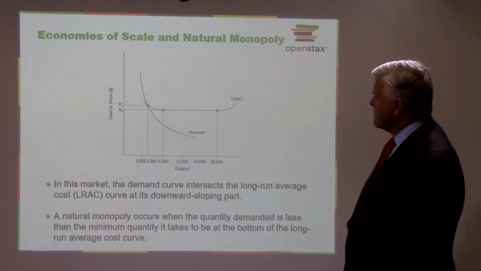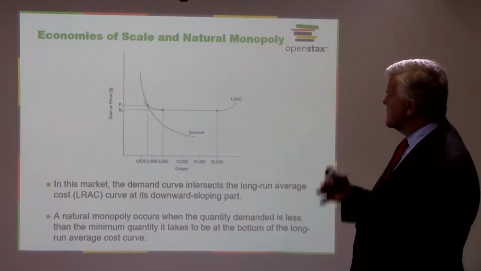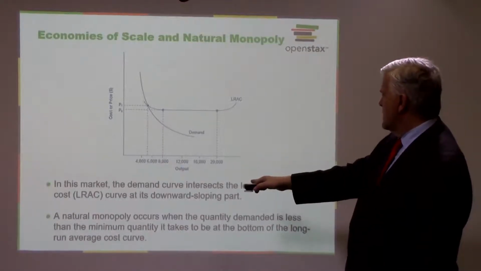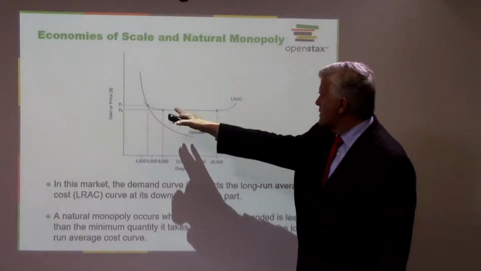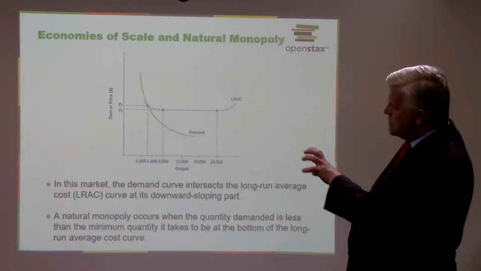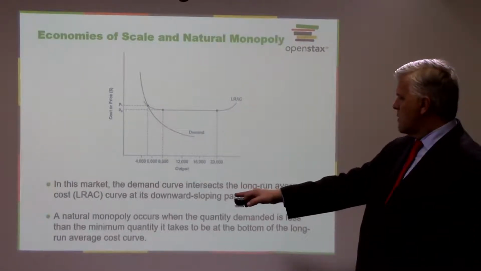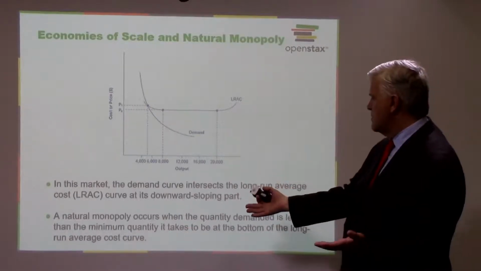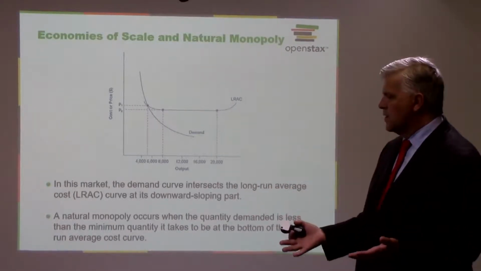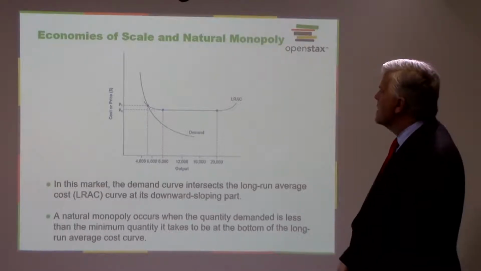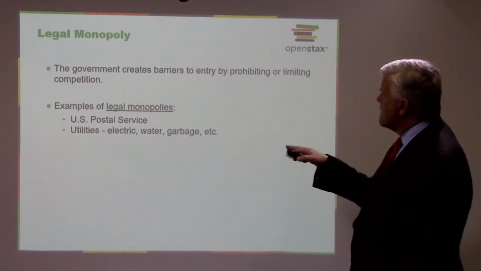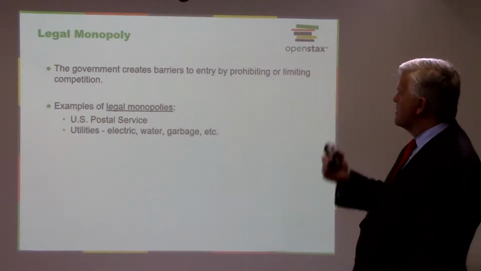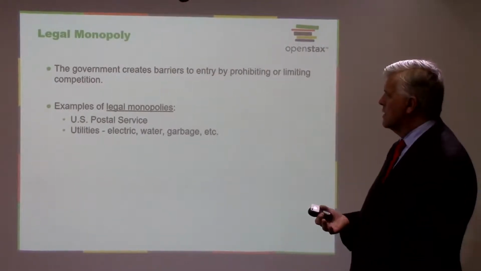All right, now, if you look at economies of scale in natural monopoly, you can see in this market that the demand curve intersects the long-run average cost curve at its downward sloping part. So a natural monopoly occurs when the quantity demanded is less than the minimum quantity that it takes to be at the bottom of the long-run average cost curve, right? And so the government, in these cases, often creates barriers to entry by prohibiting or limiting competition.